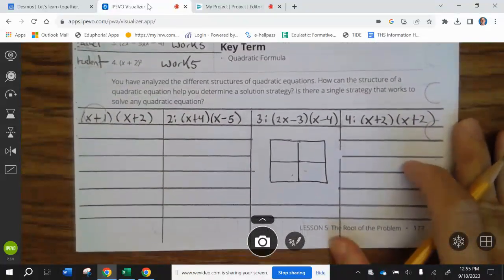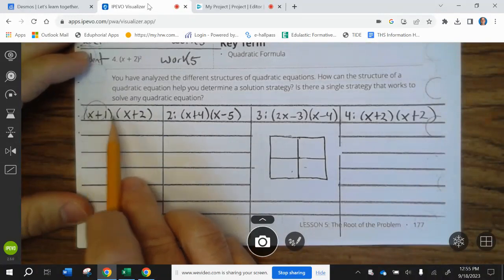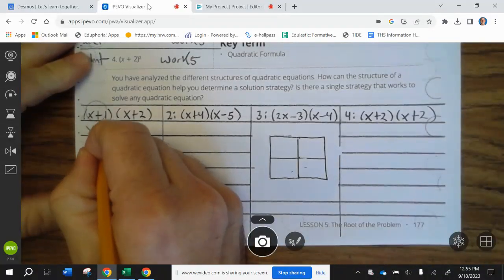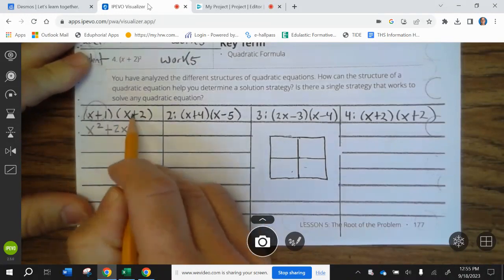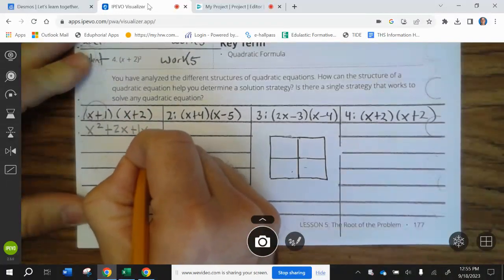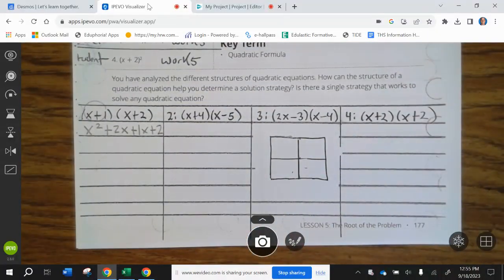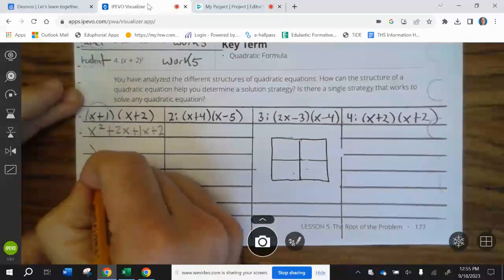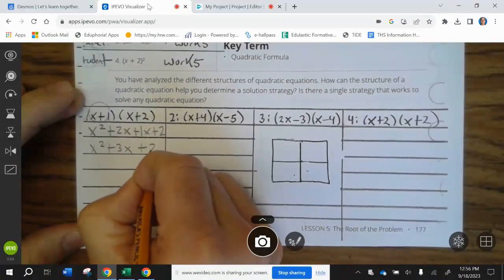All right, let's take a look. Okay, so we're going to use the FOIL method to multiply. So x times x is x squared. X times 2 is plus 2x. 1 times x is plus 1x. 1 times 2 is plus 2. Combine the middle term, so that's x squared plus 3x plus 2.